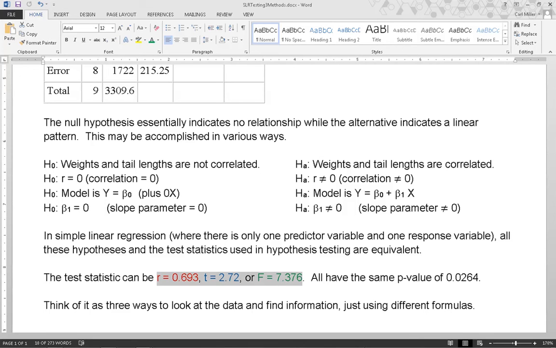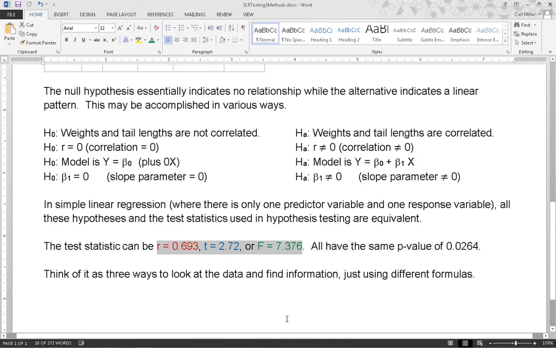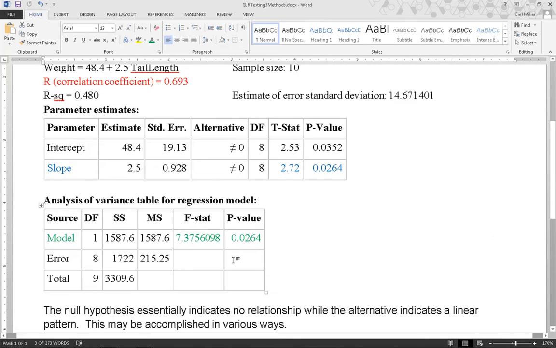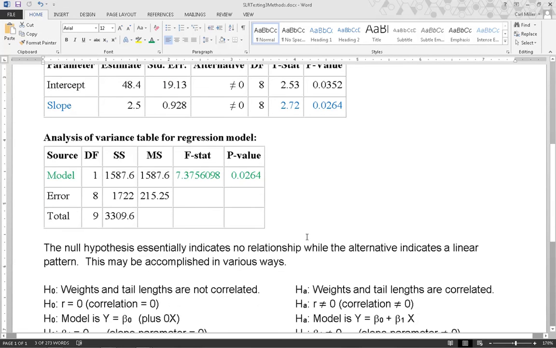I think in the iMath homework, the test statistic is asking you for the correlation coefficient, whereas in the set of notes, I presented the t-score from the slope row in the parameter estimates table, and it's just a different perspective. And some people would even teach the F-stat.